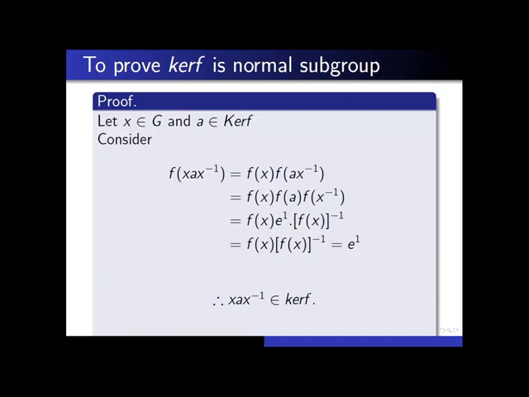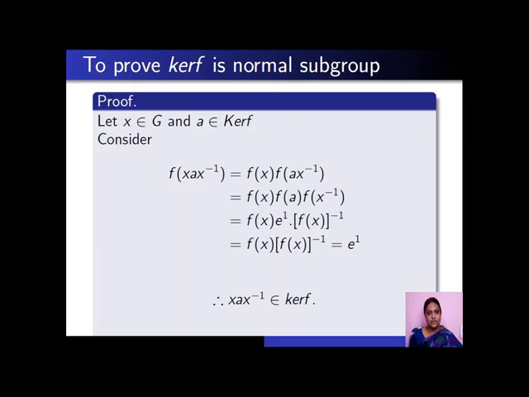Now what is F of A? Here we know F of A is E dash because A belongs to kernel F. So F of A is equal to E dash. So F of X into E dash into F of X whole inverse, according to the second property, F of A inverse is equal to F of A whole inverse. So X inverse ni manam F of X whole inverse ga rastunnam. So very simple, E dash is the identity element, and identity element into any element is that element only. So F of X into E dash into F of X whole inverse.